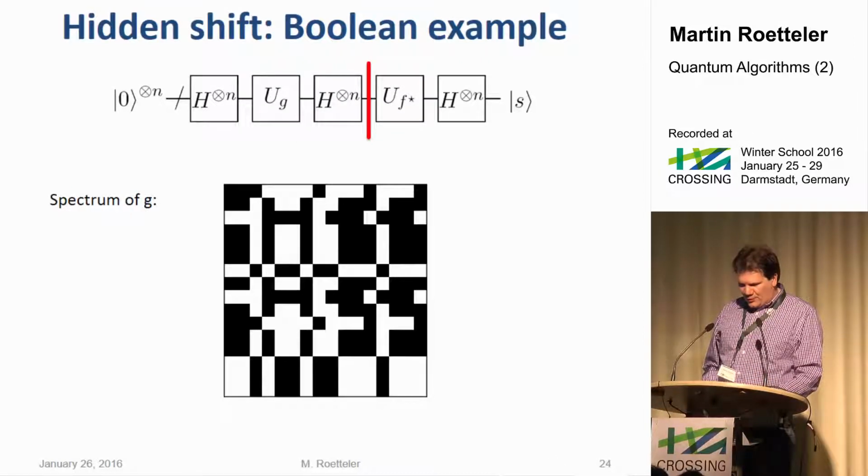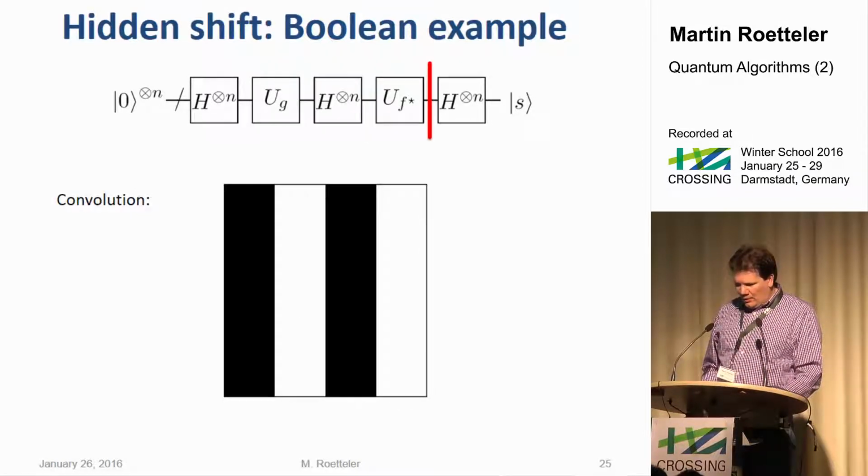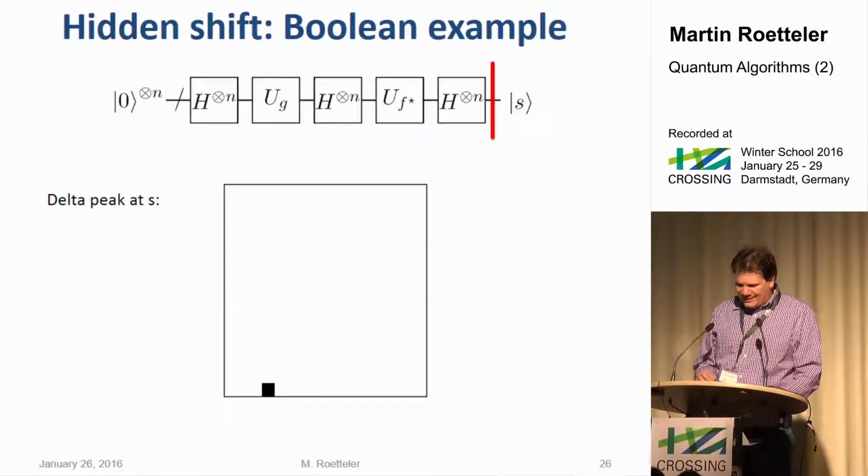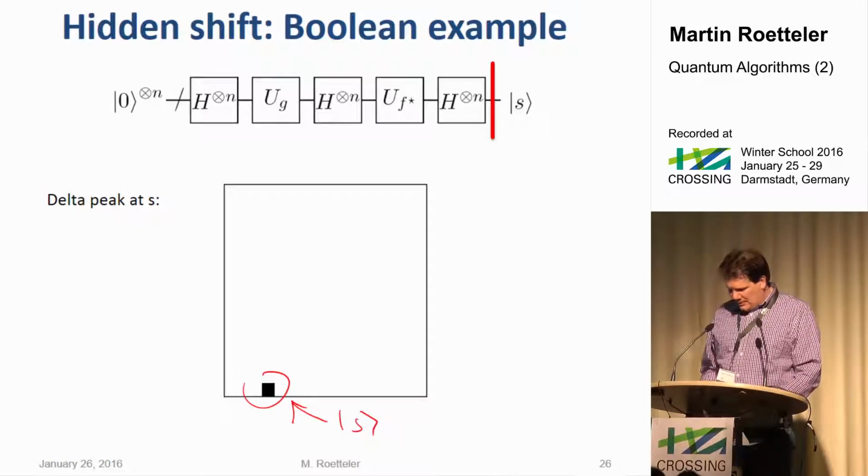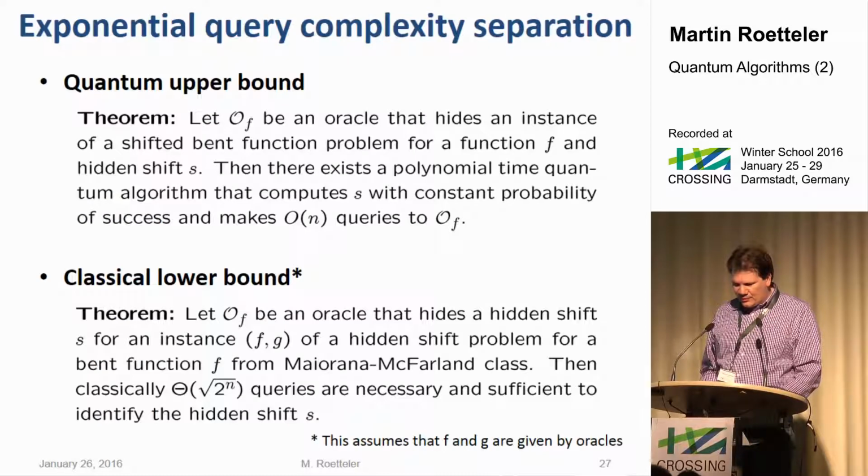So now if you Fourier transform, you again get a flat spectrum. It's really perfectly flat, it's just plus minus 1. If you now pointwise multiply with the dual bent function, you get this pattern. If you now Fourier transform, you get exactly that one S that you're looking for. Right? It's supported on only one. And that's also easy to simulate, at least for small scale.